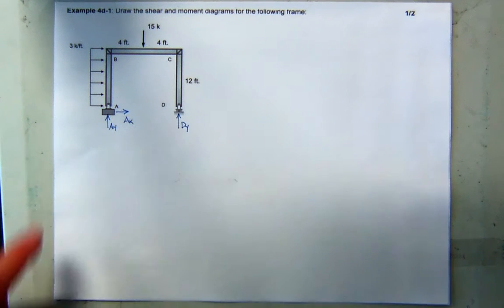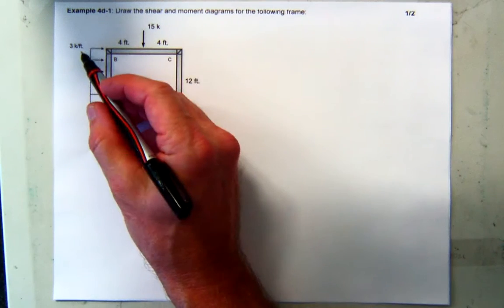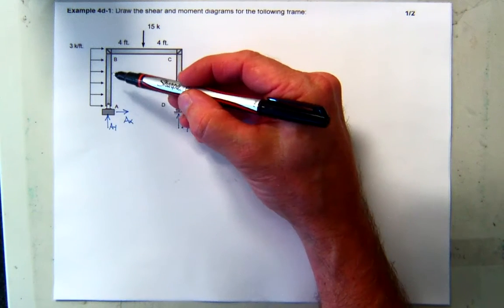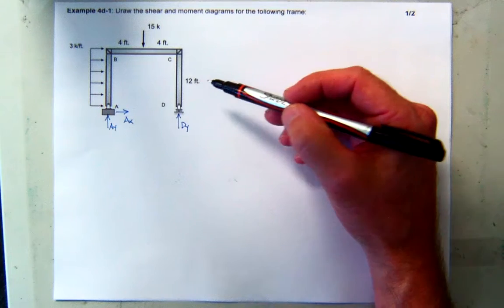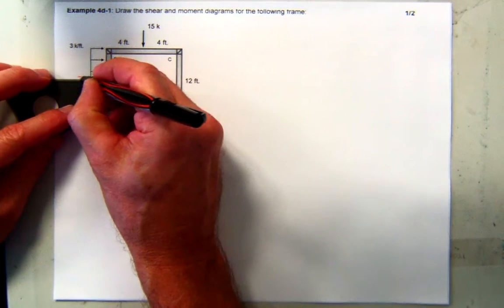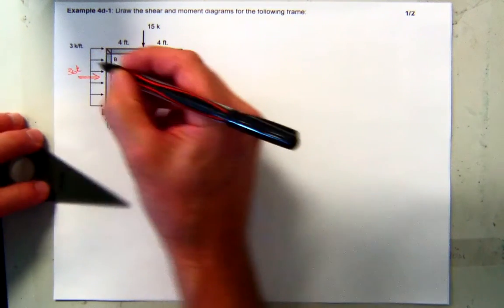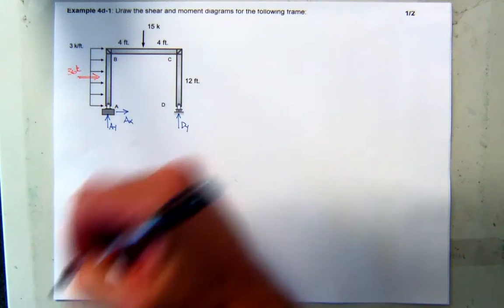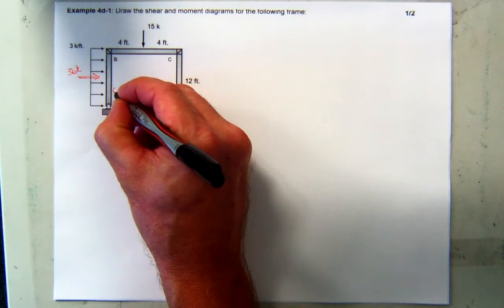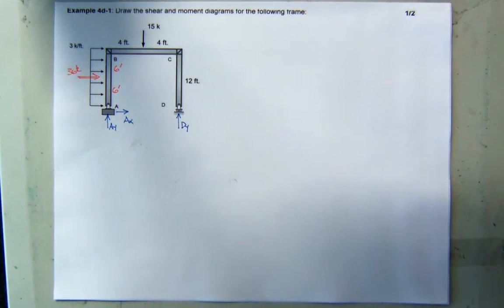I'm going to come over to my distributed load here, which has an intensity of 3 kips per foot. And it's over the height of this column, which is 12. So base times height of the triangle gives me 36. So I'm going to have an equivalent force of 36 kips acting halfway up, which will be at 6 feet. That should be enough to help me solve for AX, AY, and DY.